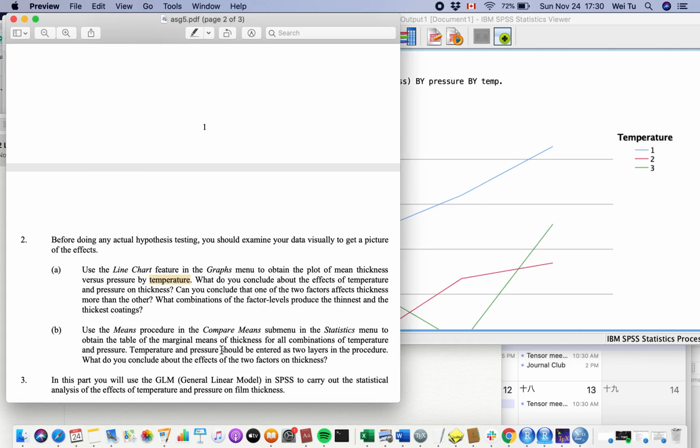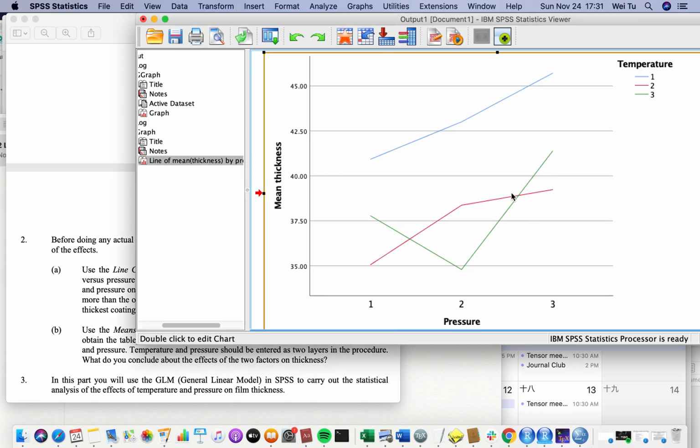Okay, let's comment on this line chart. It asks you, again, my lines might look different than yours, so don't be surprised by that. What can you conclude about the effect of temperature and pressure? Let's take a look at these two factors one by one. First, let's look at the factor of pressure. Let's forget about the color. For pressure, when we are moving from low to medium to high, we kind of see an increasing pattern, especially for this one. So in general, it's kind of increasing, right?